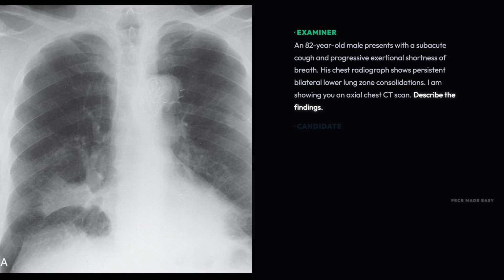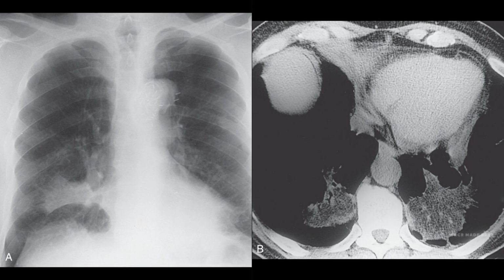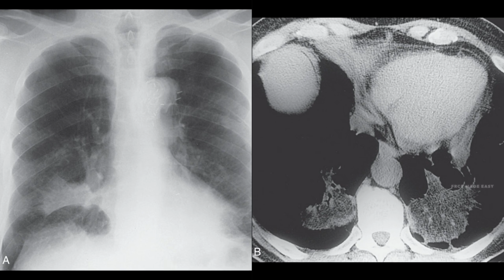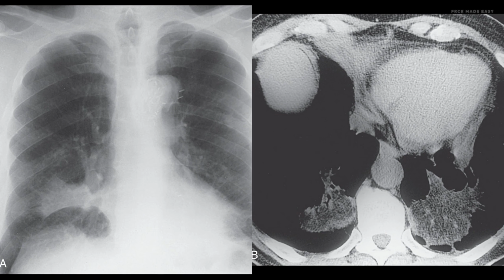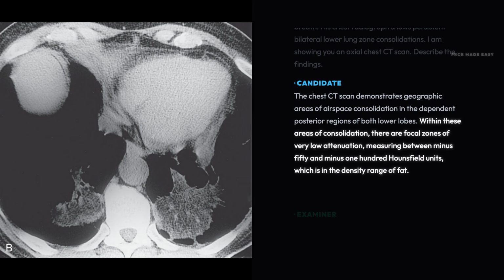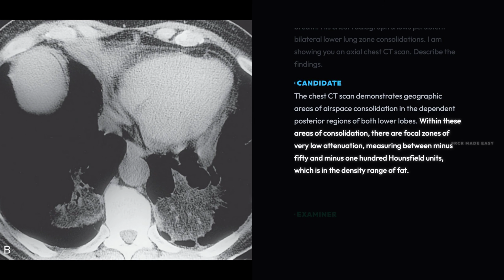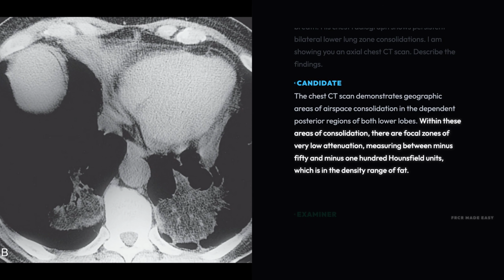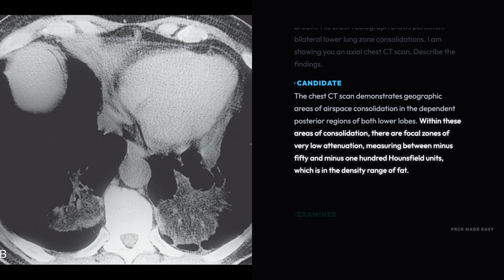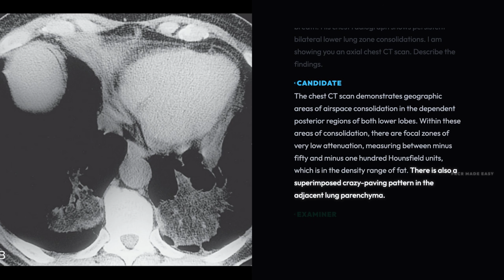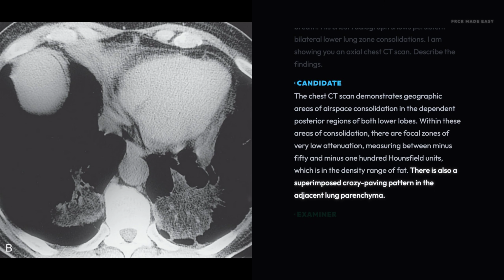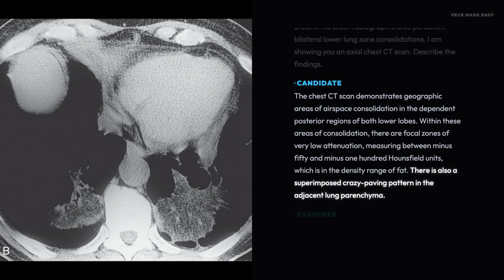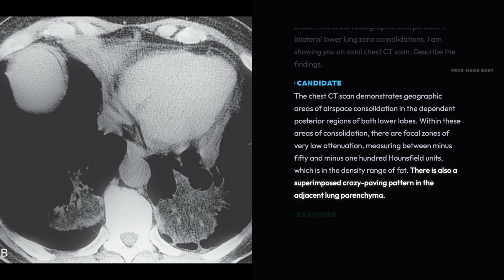Describe the findings. The chest computed tomography scan demonstrates geographic areas of airspace consolidation in the dependent posterior regions of both lower lobes. Within these areas of consolidation, there are focal zones of very low attenuation, measuring between -50 and -100 Hounsfield units, which is in the density range of fat. There is also a superimposed crazy paving pattern in the adjacent lung parenchyma.